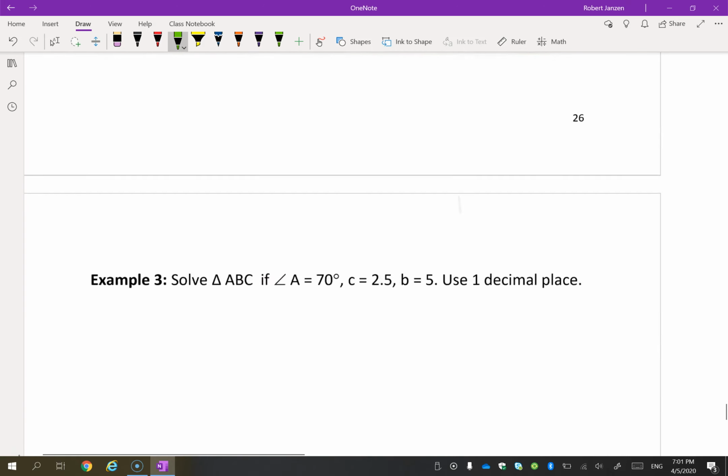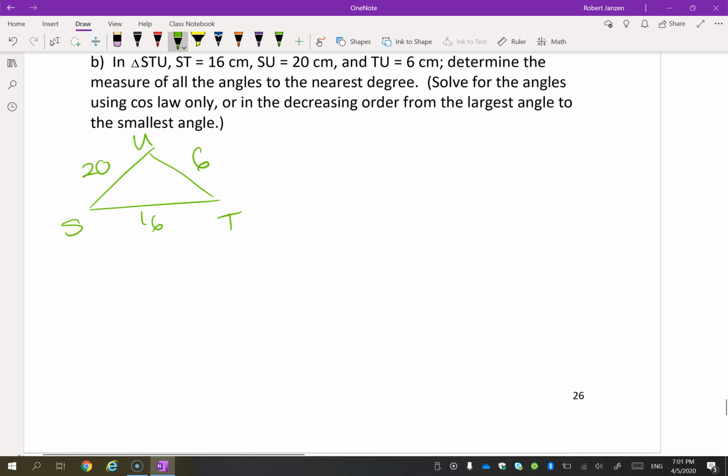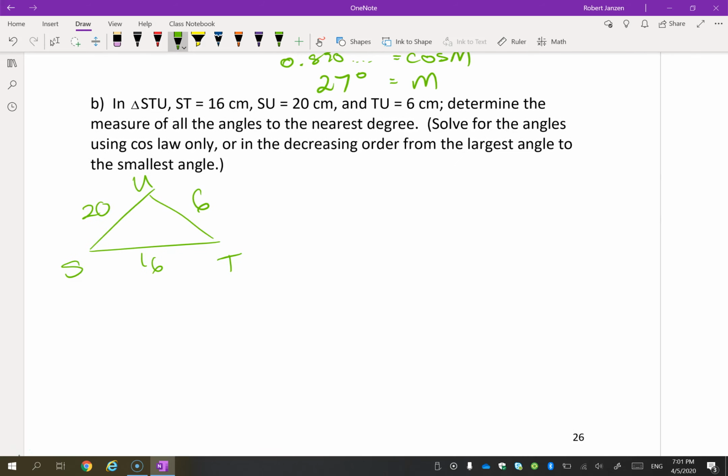Last question for this, oh no, there's one more. Second last question for this unit. STU: ST is 16, SU is 20, TU is 6. Determine the measure of all the angles to the nearest degree. Solve for the angles using cos law only, in decreasing order from the largest angle to the smallest angle.